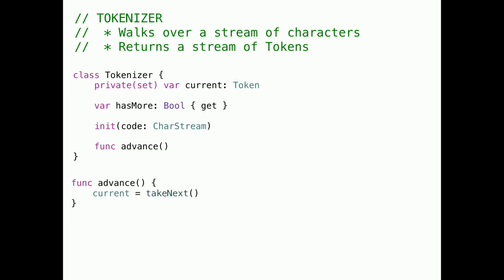Now internally, our advanced method is just going to use this takeNext method, and that takeNext method is going to do exactly what it sounds like. It's going to walk over our characters and take the next token and set it to our current token. So the implementation of that takeNext function is really the meat of the tokenization process.